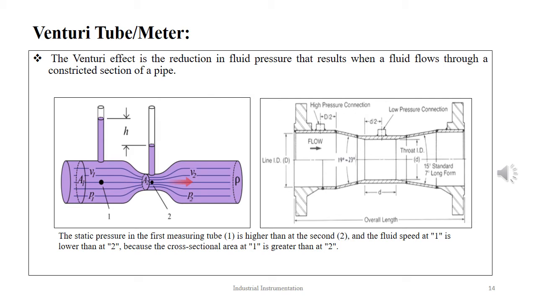We have a center pressure tapping just after the Venturi tube. We have a pressure tapping before the obstruction created by the Venturi tube. The static pressure in the first measuring tube 1 is higher than that of the second, and the fluid speed at 1 is lower than that of 2 because the cross-sectional area at 1 is greater than that of 2.